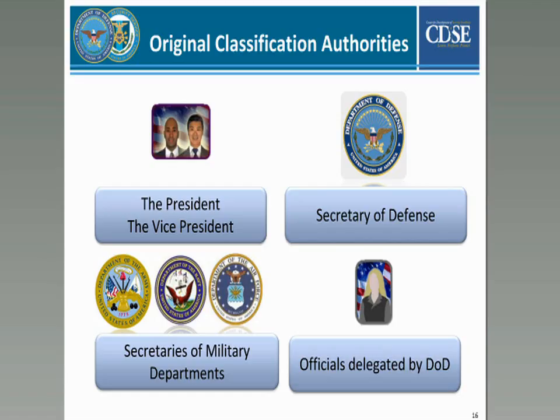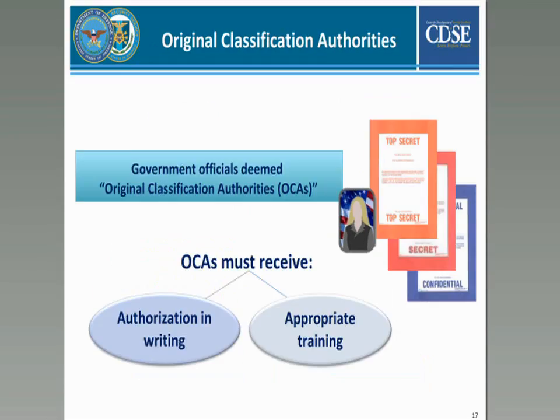A request for original classification authority will be granted when there is a demonstrable and continuing need to exercise OCA during the normal course of operations. The candidate has adequate information and experience available to make classified decisions. Requests will be granted only when existing security classification guides are insufficient in addressing the information in question, and when it is impractical to refer the decision to another OCA.